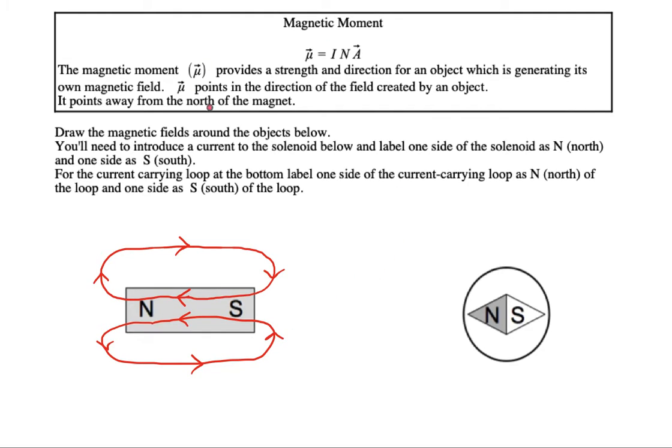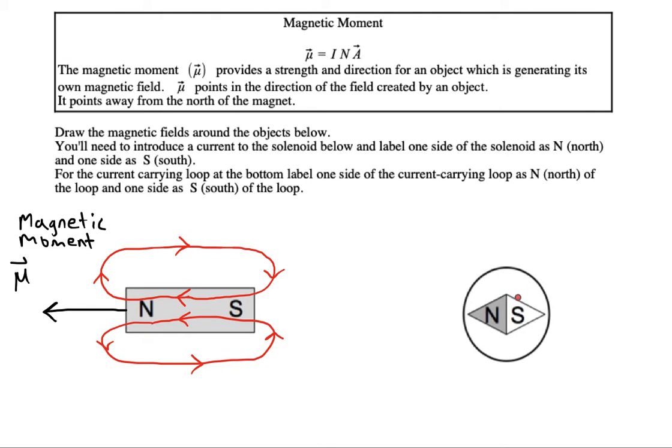But the thing that's new is we're also going to draw the magnetic moment vector, mu. And what it is, it points away from the north of the object. Okay, it's mu. Magnetic moment. And it turns out to be a very useful vector when it comes to finding out what a magnet is going to do when it's in another magnetic field, as we'll see.